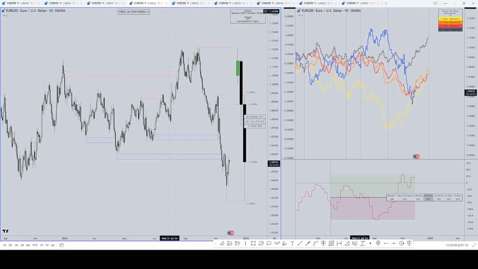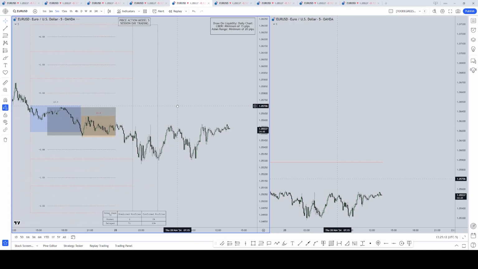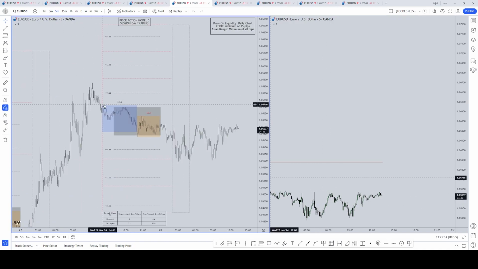Let's see, price action model 5, one of my favorites. This one is for Forex specifically. It's based around using specific ranges.